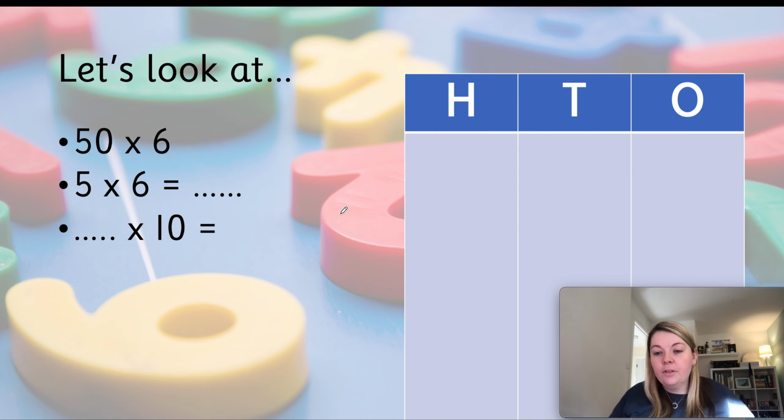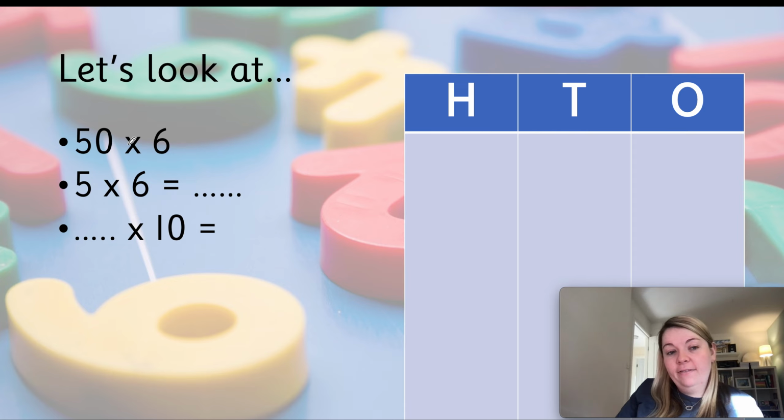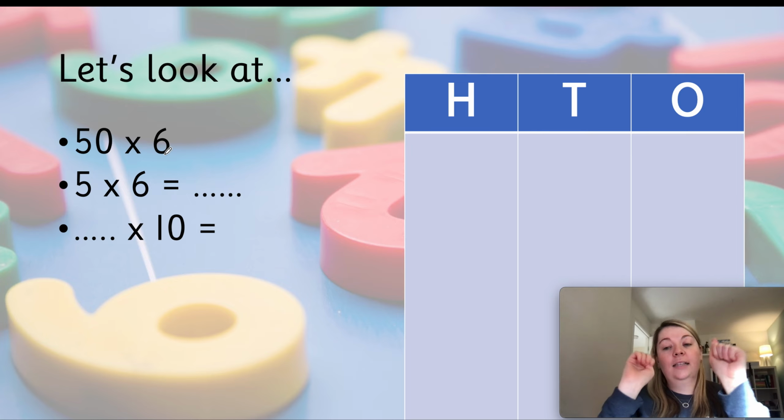Okay, let's have a look at the next question. 50 multiplied by 6. So 50 groups of 6. So the times table I could use to help me is 5 times 6. If I skip count in 5s, 5, 10, 15, 20, 25, 30. 5 groups of 6 is 30.